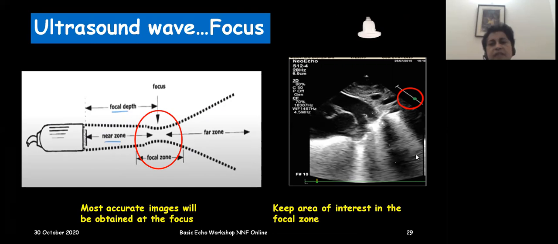The image on the right, you can see there is a focus button on your ultrasound machines, and that focus button needs to be placed on the image of interest. So when you place that focus on the image of interest, then the clarity of the tissue is that much better.